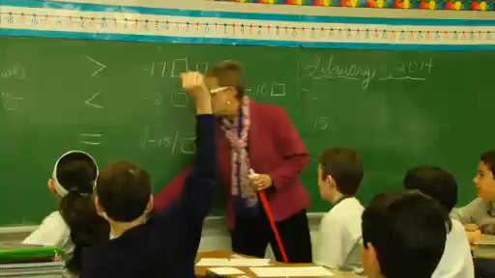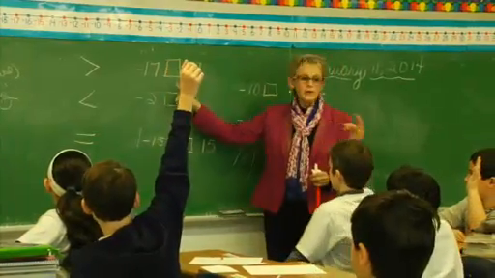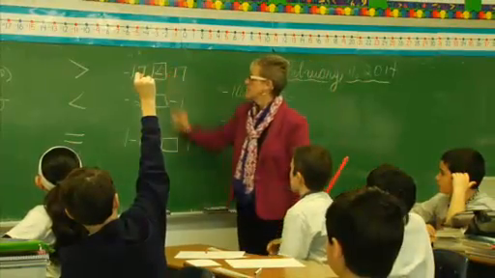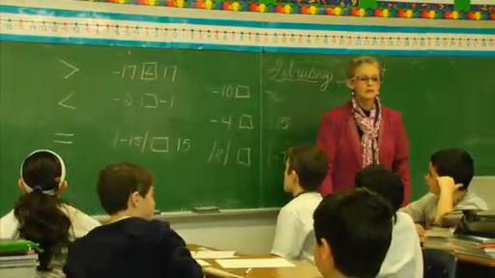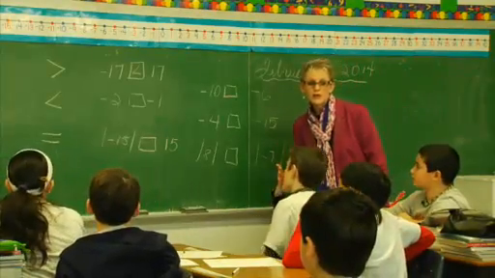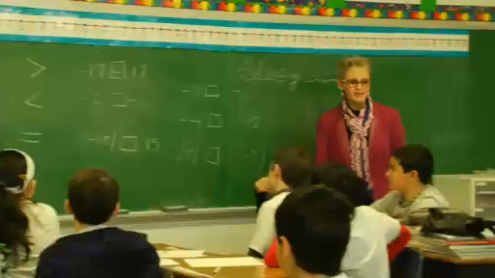Which sign would you put in there? Greater than, less than, or equal to? Ryan. Less than? Why? Because negative 17 is below, like behind to the left, and that means it's less than the ones on the right. Okay. Nice job.